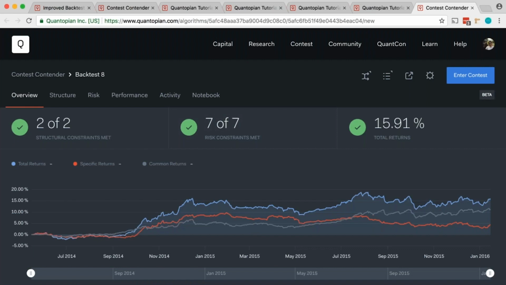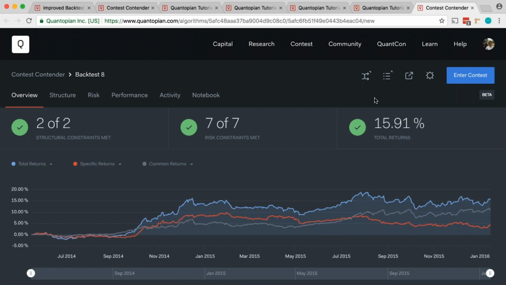Before you enter the contest, I would recommend running a backtest that matches the contest selection parameters. So to do that, you'd want to run a backtest that goes 2 years back from the present day. So today is May 15th. So you'd want to run a backtest that goes from May 15th, 2018 through to May 15th, 2016. You'd also want to run that over a $10 million capital base.